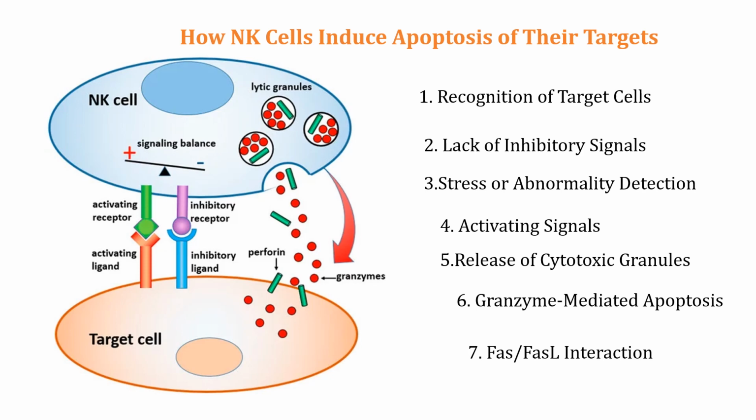Overall, NK cells use a combination of inhibitory and activating signals to discriminate between healthy and abnormal cells. When a target cell is identified as potentially harmful, the NK cell induces apoptosis through the release of cytotoxic granules and engagement of apoptosis pathways. So this is how NK cells induce apoptosis of the target cell.